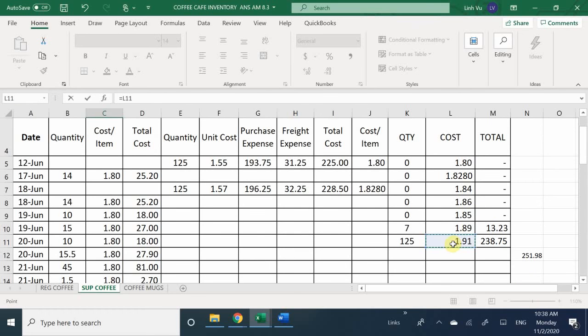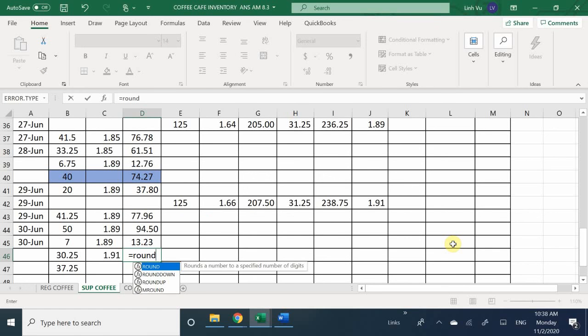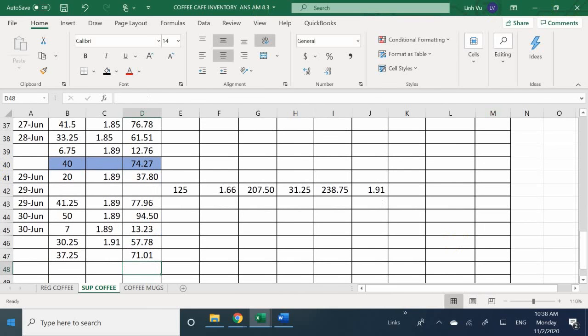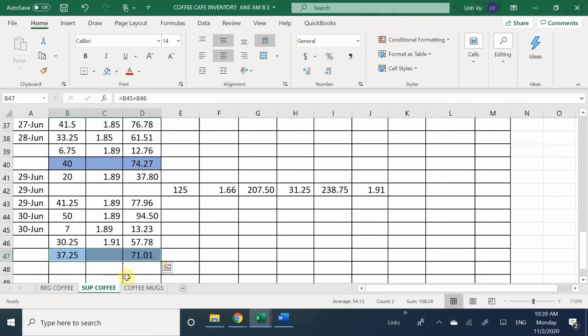$1.91. All right, so let's go ahead and multiply that across. And what do we get? 57.78. Good. And what's my grand total for the entire 37 and a quarter? 71.01. Okay. So let's go ahead and update our inventory.